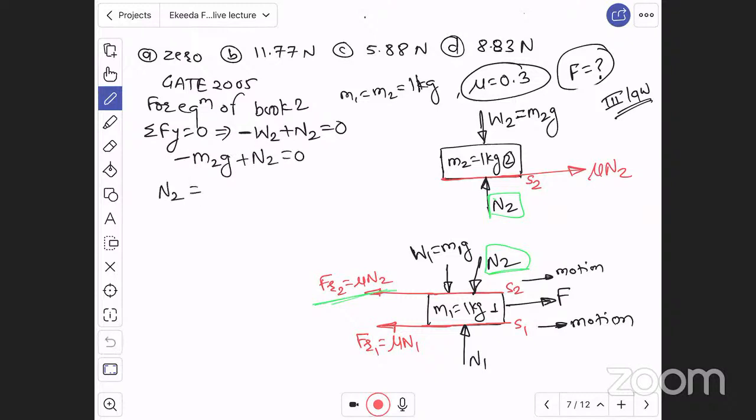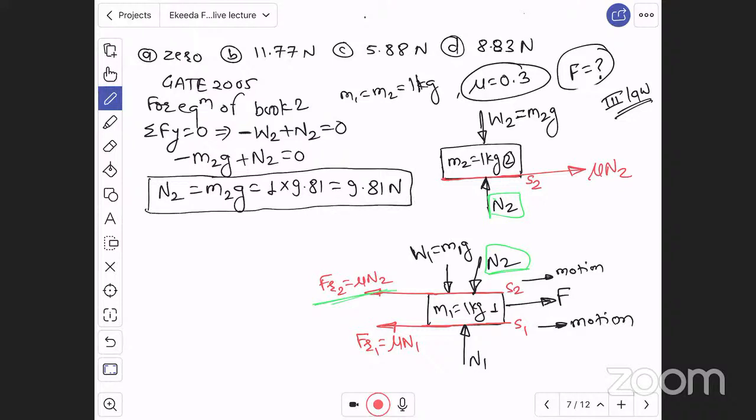Therefore from this n2 is equal to m2g, which is nothing but mass 2 is 1 kg, acceleration due to gravity is 9.81, which is 9.81 Newton. Right. This is the normal reaction N2 on the second surface. N2 is 9.81 Newton. Now, similarly, can I write for equilibrium of book 1?